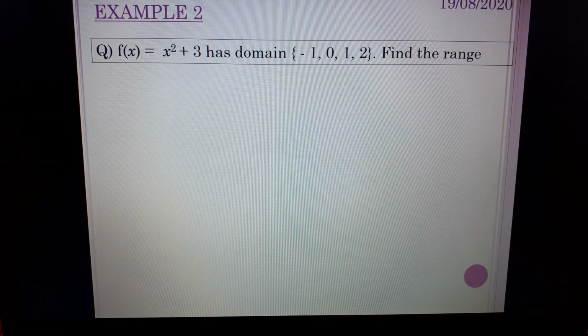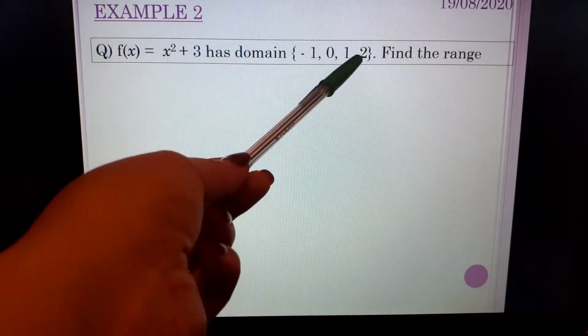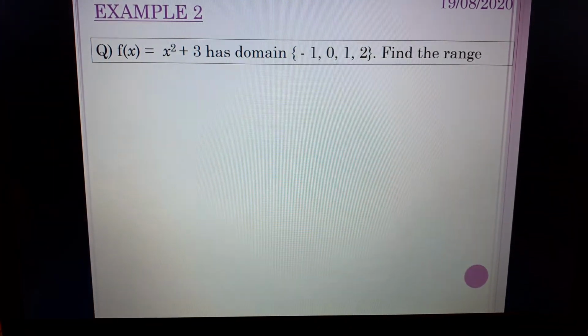f(x) = x² + 3 has a domain as given: -1, 0, 1 and 2. Find the range. Now, that's another way of saying that for the function, if the x values are -1, 0, 1 and 2, what are the y values? What is f(x)?